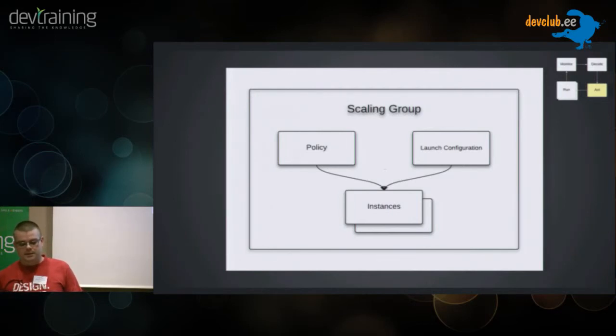Another nice thing about scaling groups is that you can attach a load balancer. This is Amazon's Elastic Load Balancer, and then a lot of things are done for you. Basically, when a node appears, it is already attached to the load balancer.